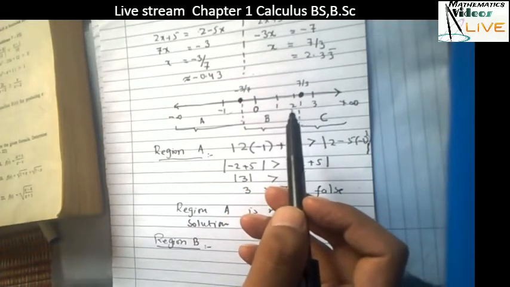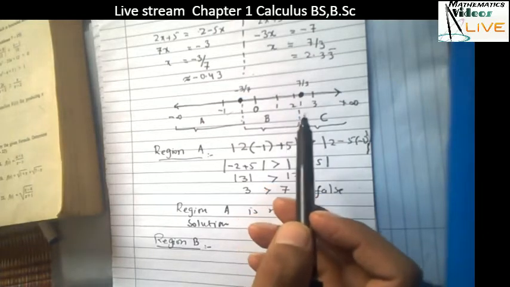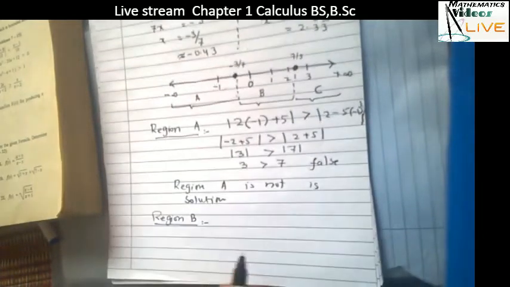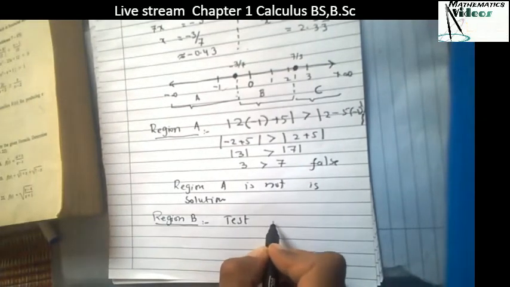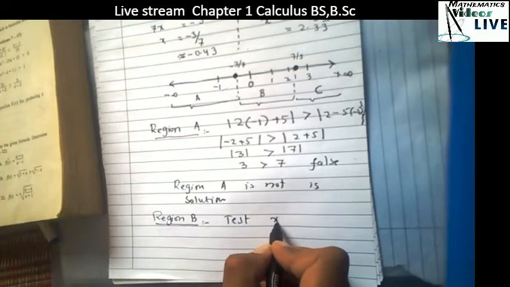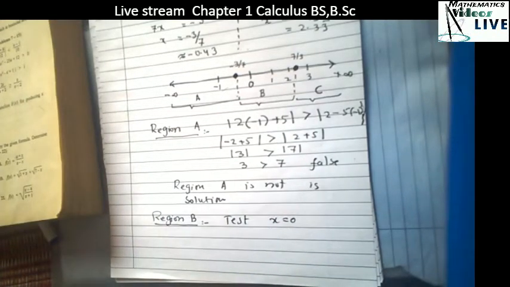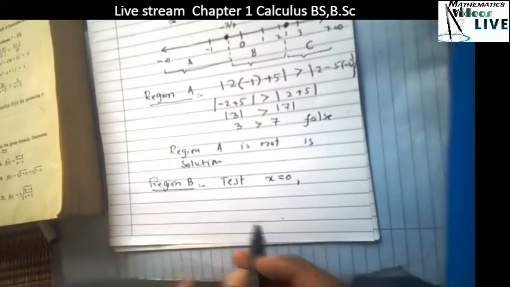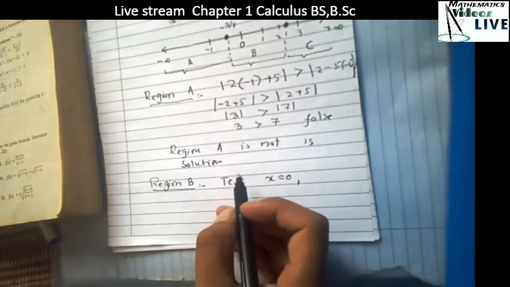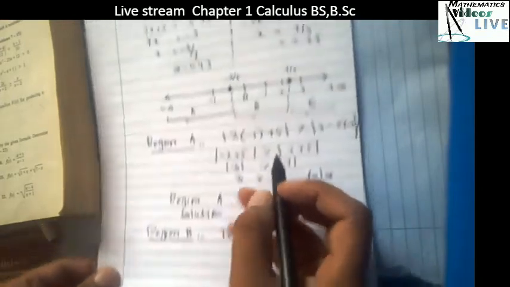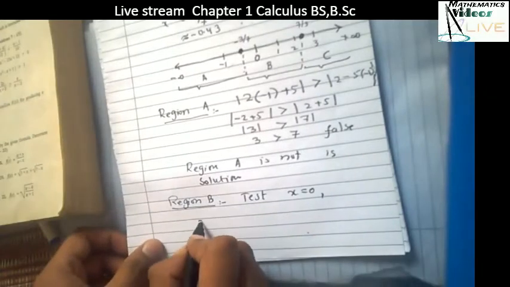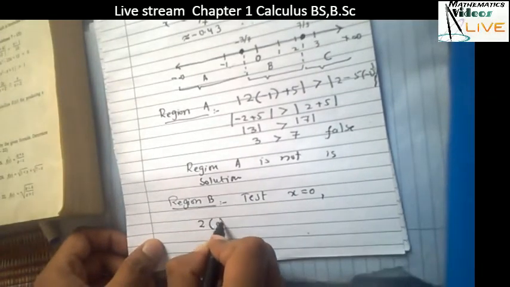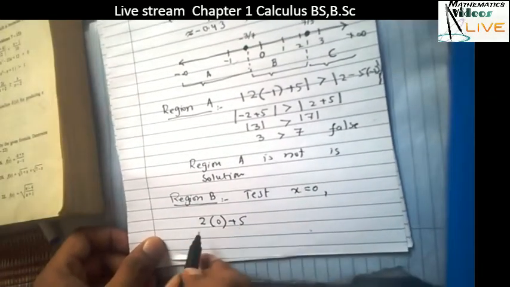We will also take a test point from this region. Note that a test point between minus 3 by 7 and 7 by 3, which are the boundaries of region B, one of the test points is 0. Similarly, one test point is 1 and another one is 2. Simplest one is 0, so we will take it as a test point. You can also take 1 or point 2.